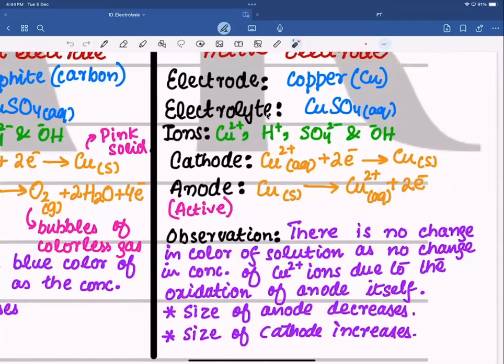So the only difference you have to keep in mind is, when there is an inert electrode, anions from the electrolyte get oxidized at the anode. And when there is an active electrode, the anode itself undergoes oxidation.